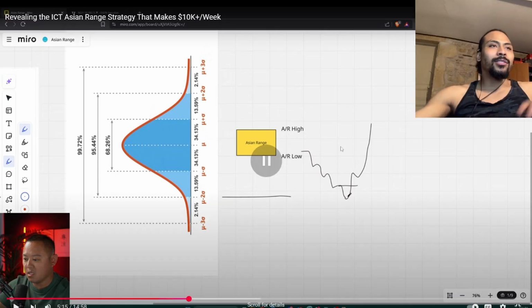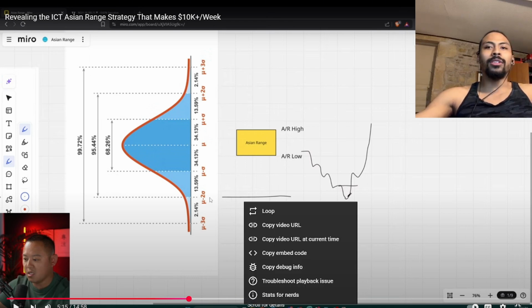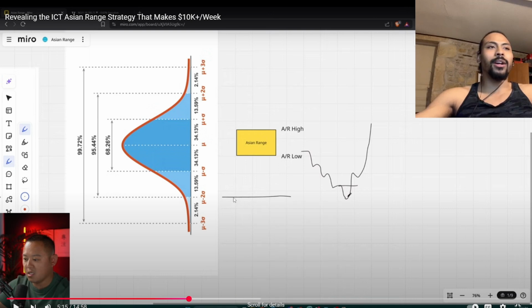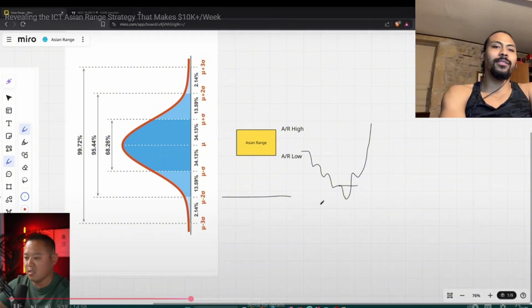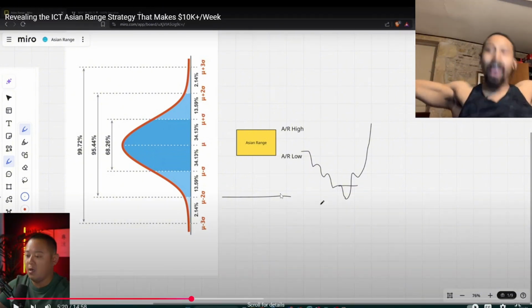Maybe we're going to get a London low or an old Asia low that got left, or a previous daily low. This could be a previous daily low, something like that. Right placement. Maybe we're getting turtle soup, right? Taking out a previous day's low.